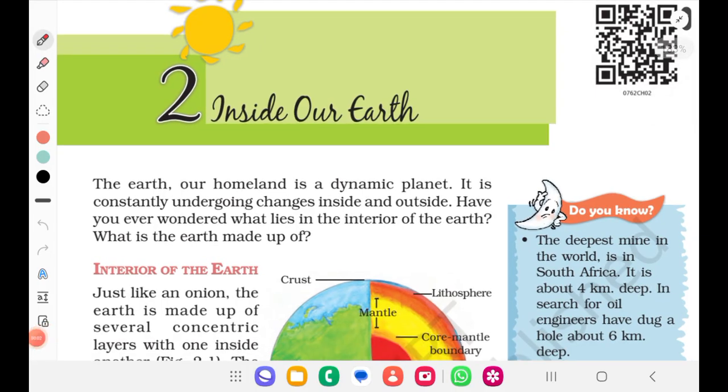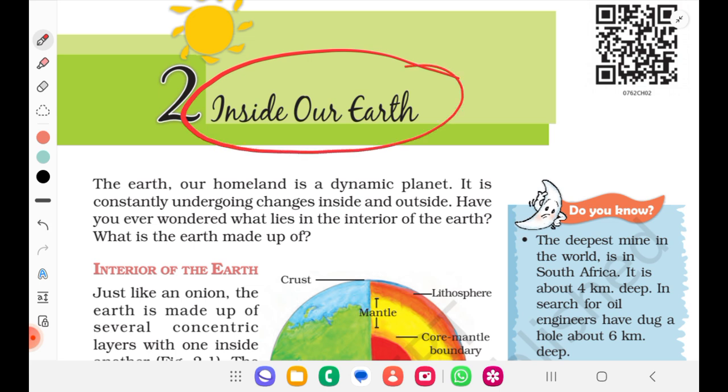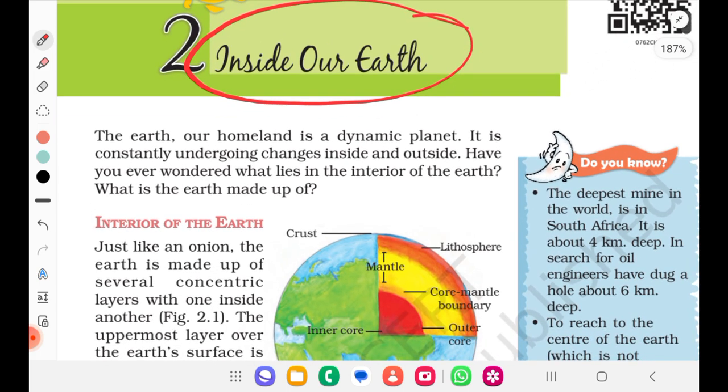Hello everyone. Today we are starting with 7th standard geography second chapter. Its chapter name is Inside Our Earth. We'll read today and then understand. We'll understand how to read NCERT as well as the chapter. So that is the target for today. We'll start with the first line.